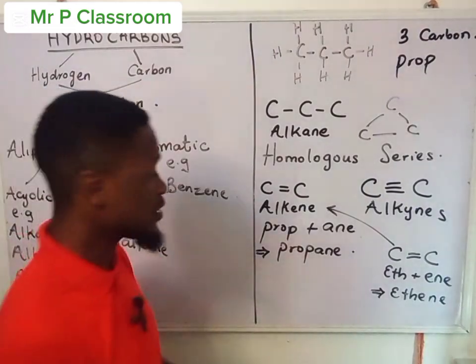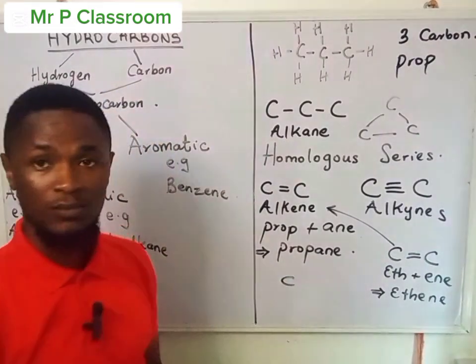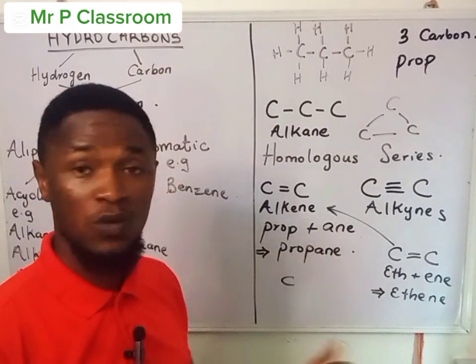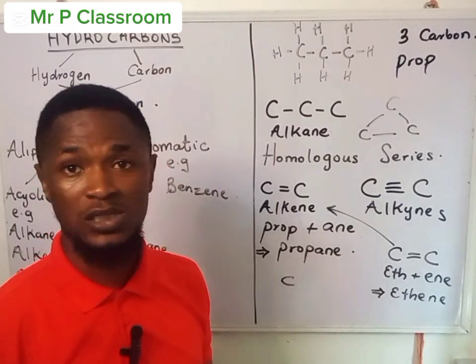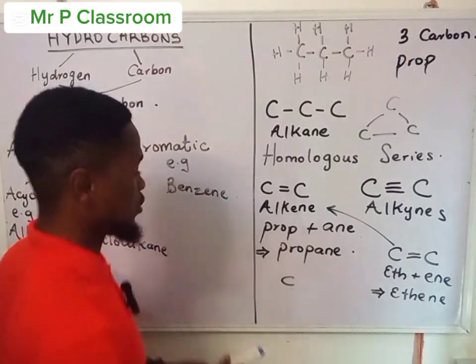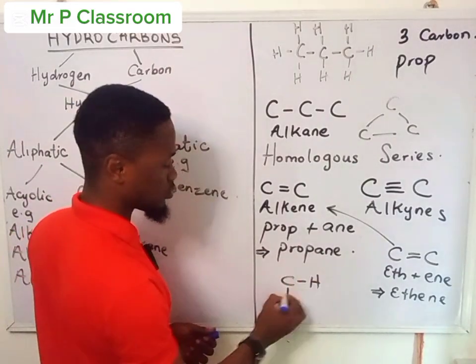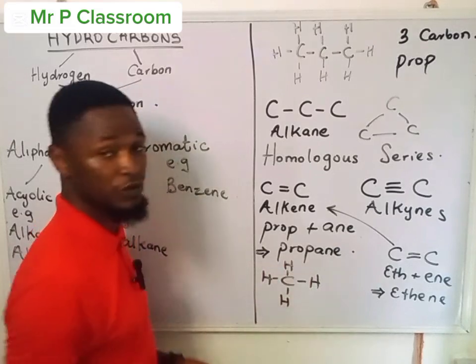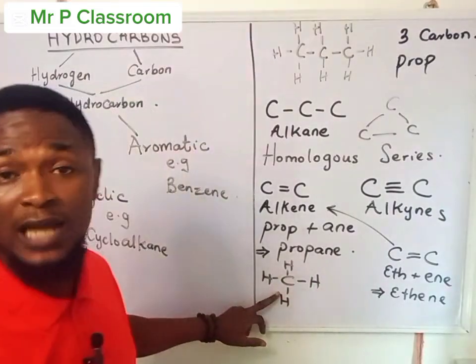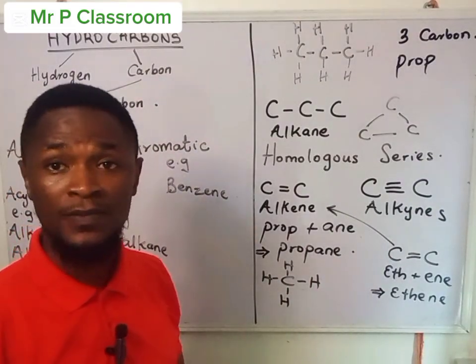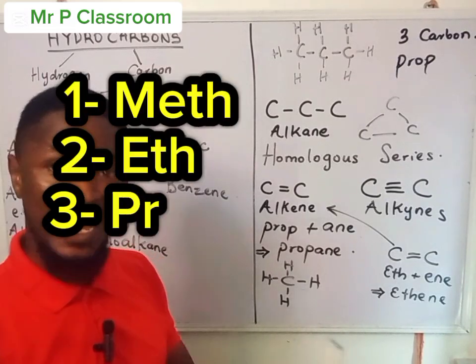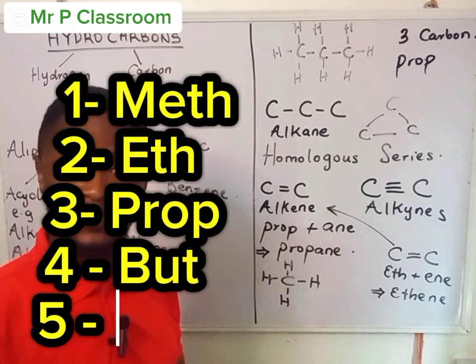Let me give another one. What if it's just only one? It's not 2 carbons or 3 carbons, just only 1 carbon. And that 1 carbon probably belongs to the alkane family. So just single bond. It's bonding singly with hydrogen. So this is just 1 carbon. If it's 1 carbon, the prefix is meth. If it is 2 carbons, the prefix is eth. If it is 3 carbons, the prefix is prop.